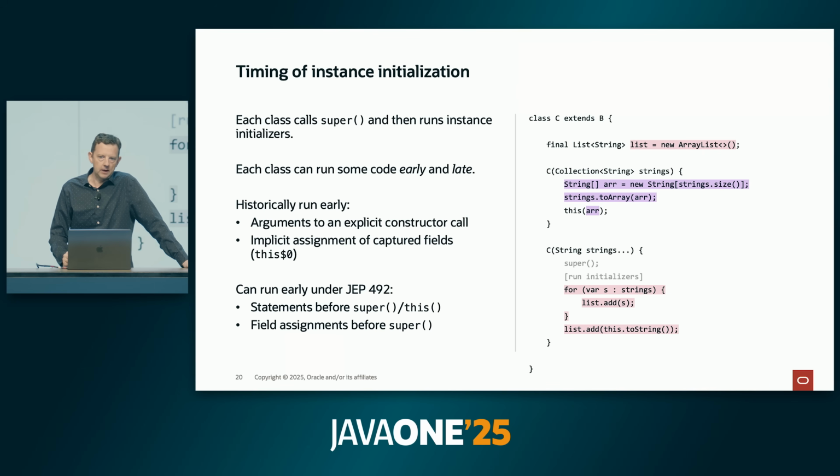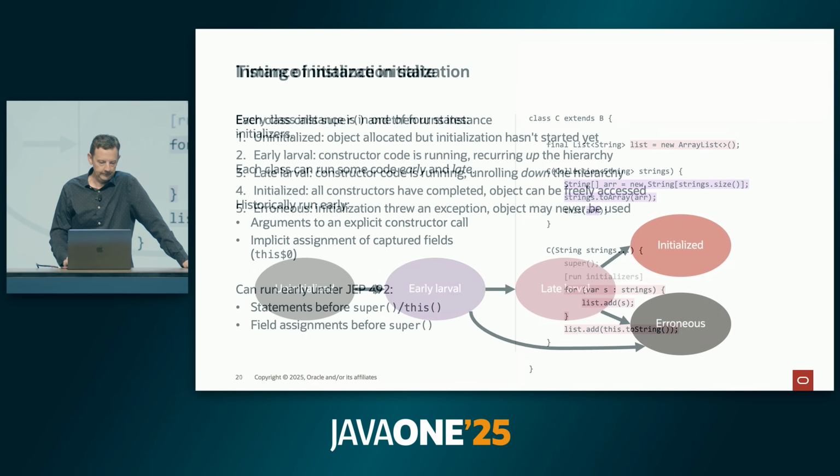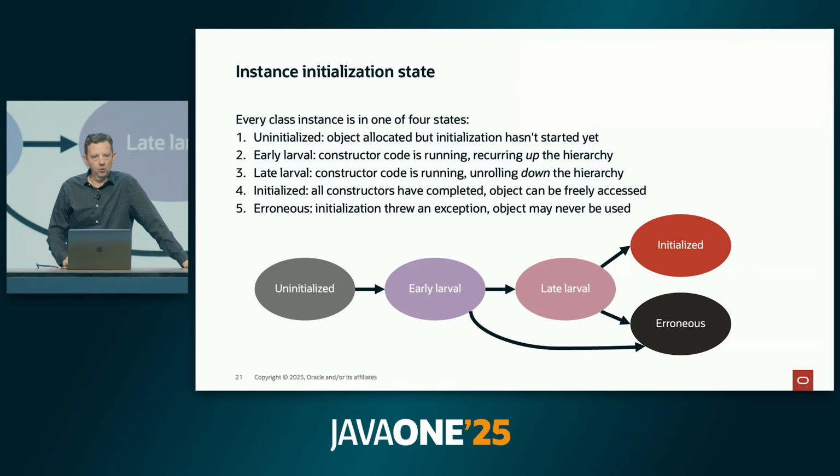It's also possible to assign fields now in the early phase using this preview feature. So if you have a bunch of fields with simple initializers, you can just go ahead and initialize them in the early phase. There's a state for instance initialization, just as there's for class initialization. It's pretty similar, but it's a little more complex because we have this early and late split. You start out with an uninitialized object, invoke a constructor. Execution starts, as I said, with the early code, and that's in the purple bit.